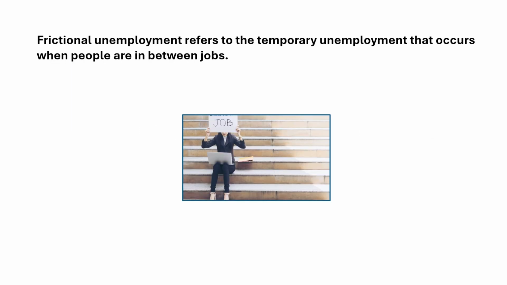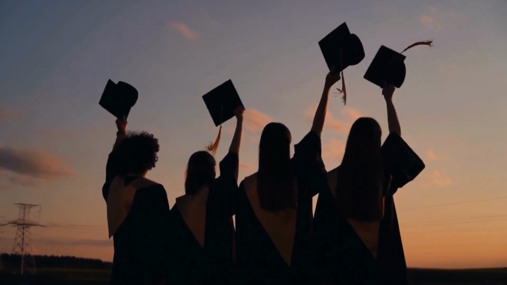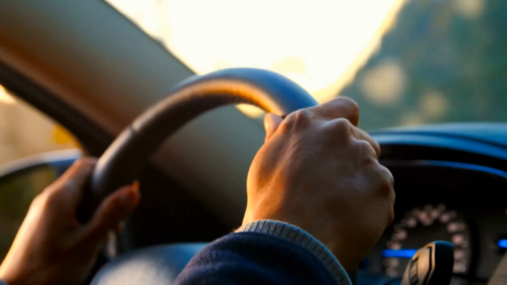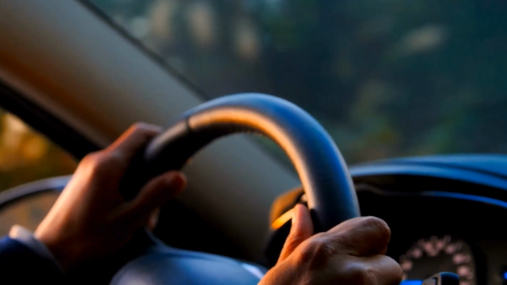Frictional unemployment. Frictional unemployment refers to the temporary unemployment that occurs when people are in between jobs. This is a natural and unavoidable type of unemployment because workers will always experience some time gap between leaving one job and finding another. Examples include graduates looking for their first job, people moving to a new city for work, or workers voluntarily leaving a job to search for a better opportunity.